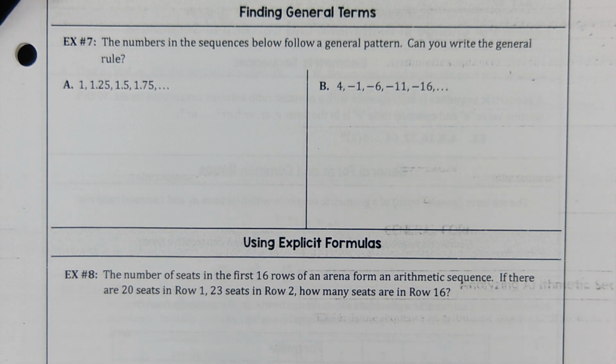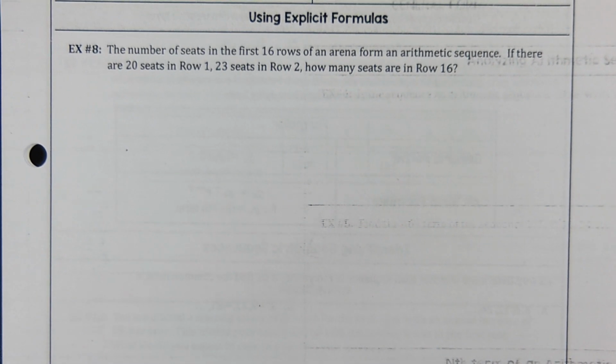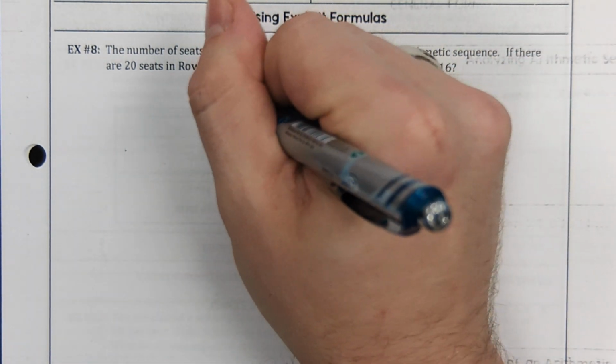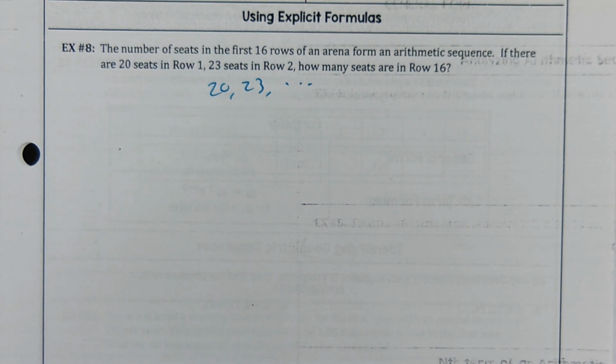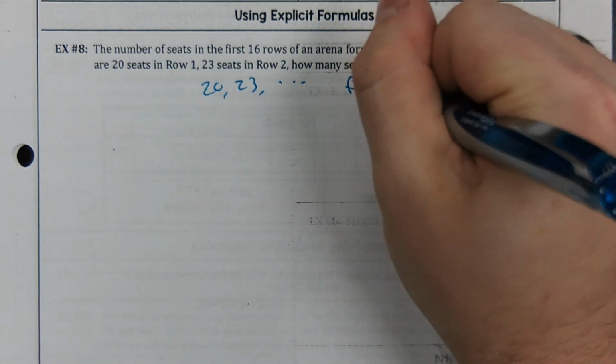The numbers in the sequences follow, you know what? This one says write me the rule. We've done that plenty of times. Let's move to this one. Word problems. The number of seats in the first 16 rows of an arena form an arithmetic sequence. If there are 20 seats in row 1, 23 seats in row 2, and so on, how many seats are in row 16?